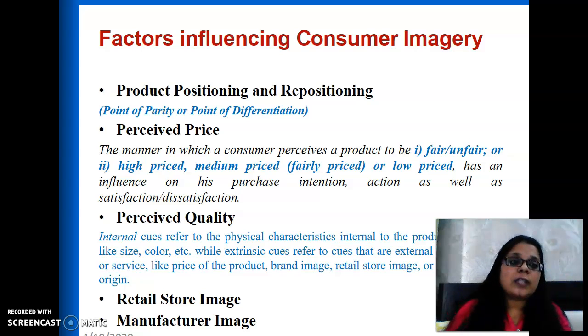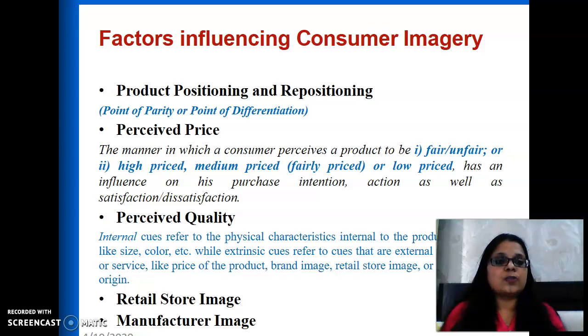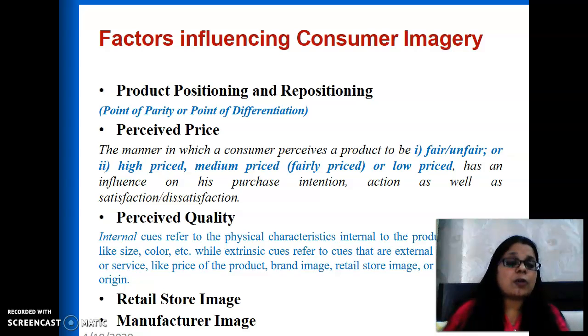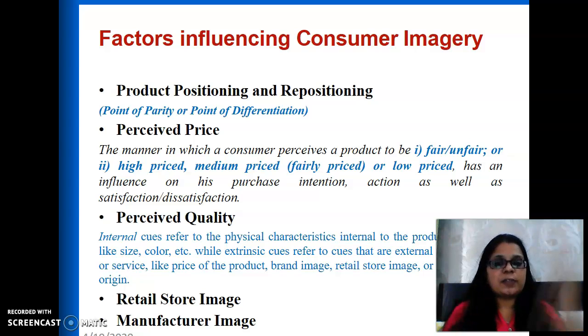Fourth is talking about retail store image. That is how this helps in consumer imagery. Why buy shoes from Bata, not from a private label brand or an unbranded store? Because we generally believe that the retail store has got a specific image. That is how marketers are using retail store images in terms of creating a specific perception in the mind of the consumer. Fifth is talking about manufacturer image.